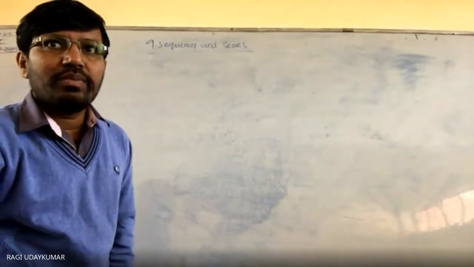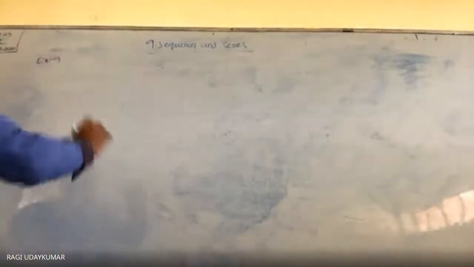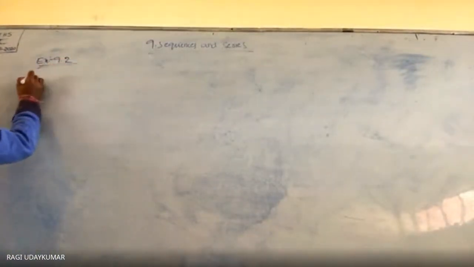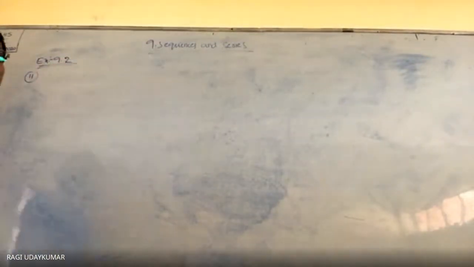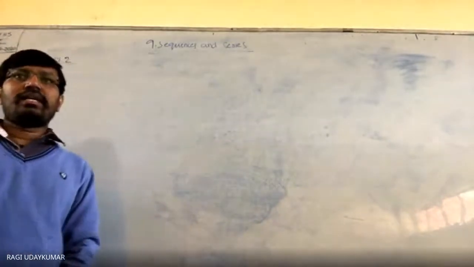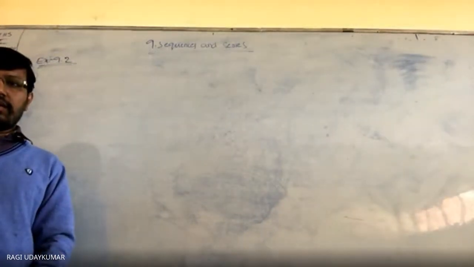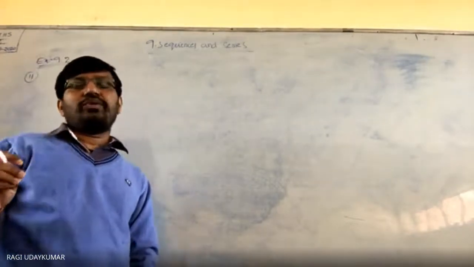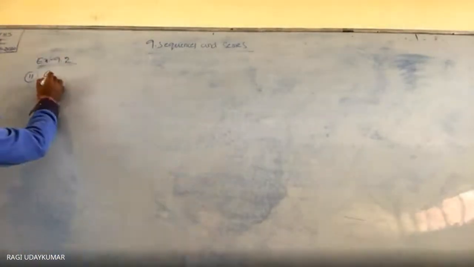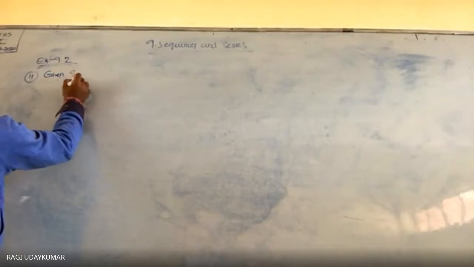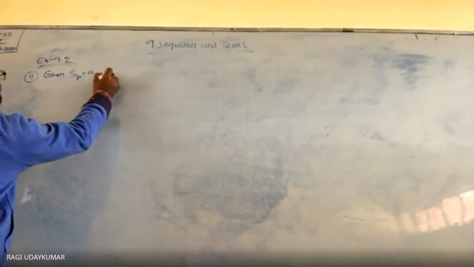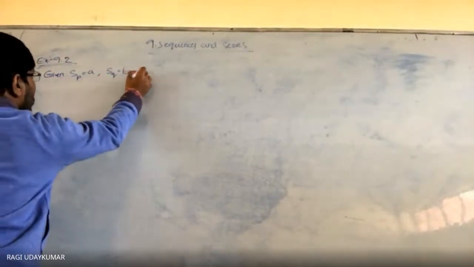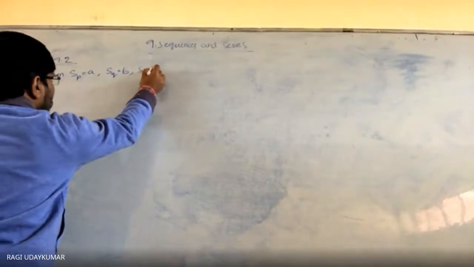9.2 yesterday we have completed in the previous class, 10th problem. So now the 11th problem, see here. Sum of the first P, Q, R terms of an arithmetic progression small a, small b, small c is given here. That is nothing but what is given here? Given that sum of the first P terms is A, sum of the first Q terms is B, sum of the first R terms is C.